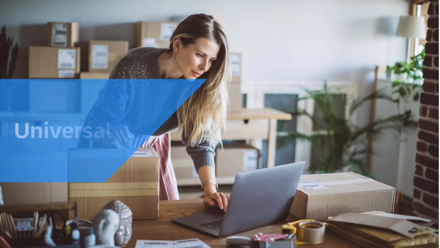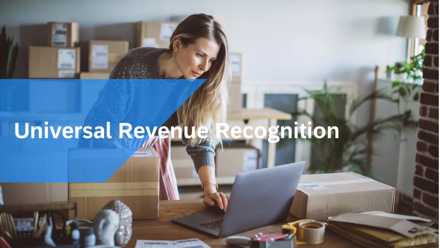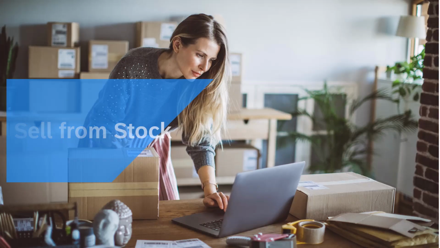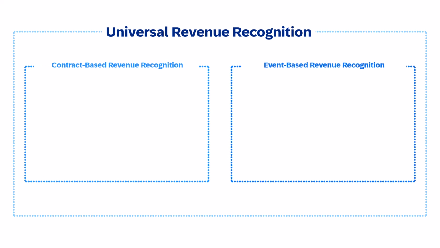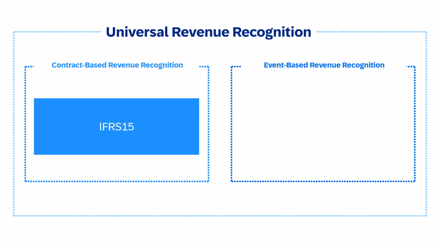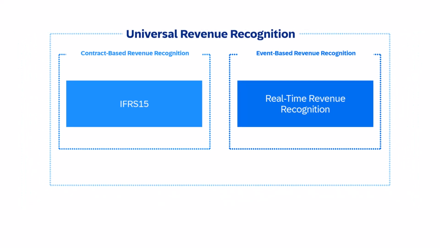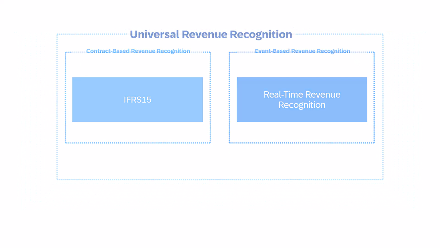In this video, I'll show you how universal revenue recognition works in combination with the sell from stock scenario. With universal revenue recognition, you can combine the benefits of contract-based revenue recognition and event-based revenue recognition. For example, contract-based revenue recognition adheres to standards provided by IFRS 15. And event-based revenue recognition supports real-time revenue recognition after the posting of operational documents.